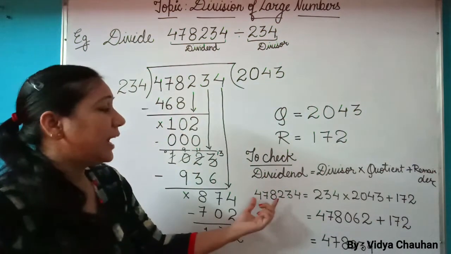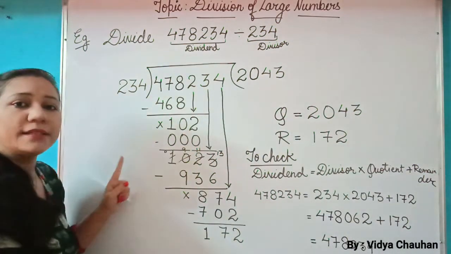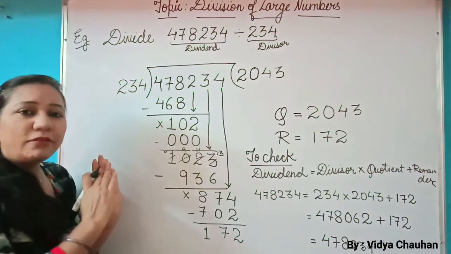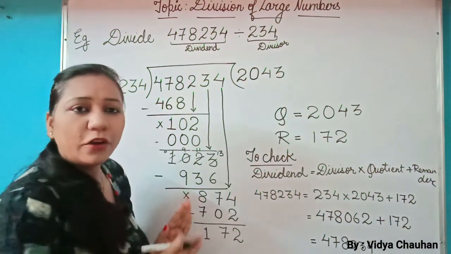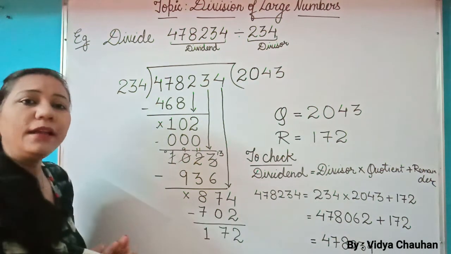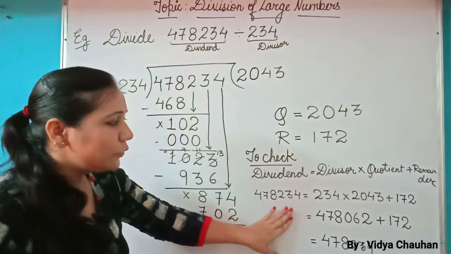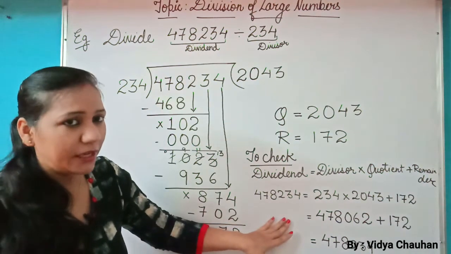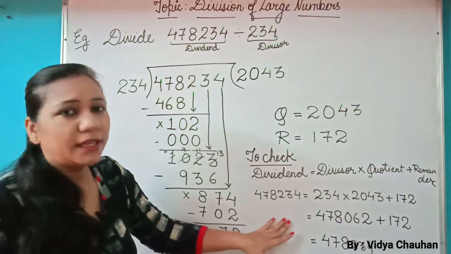While performing the simplification, that means the operation on the right hand side, if you are getting the answer similar to the dividend, that means your division is correct. You have not made any mistake, and your solution is completely correct. This cross checking we use just to find out whether our division is correct and we have not made any mistake anywhere.